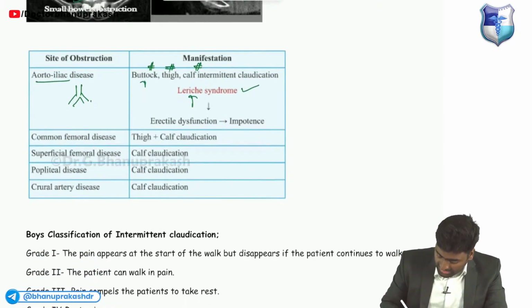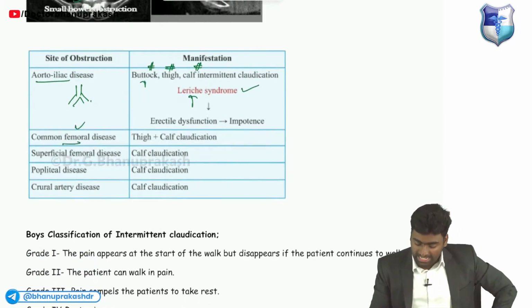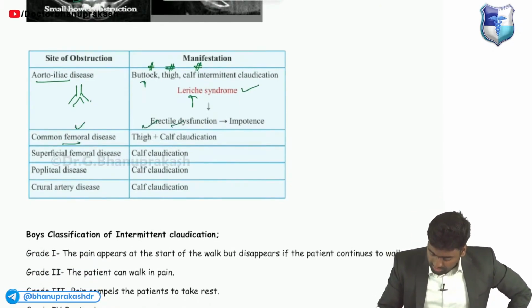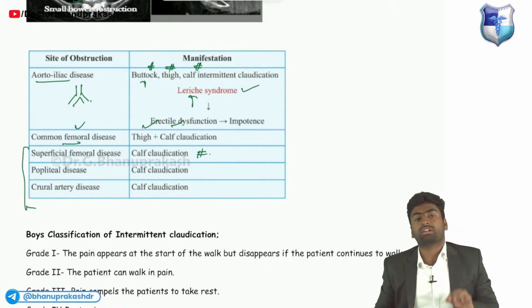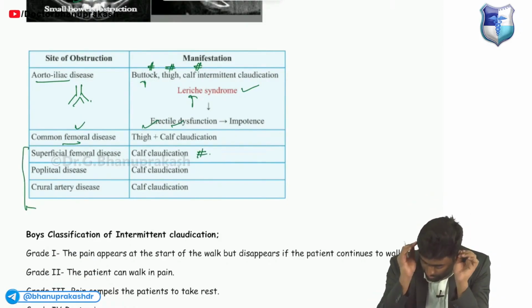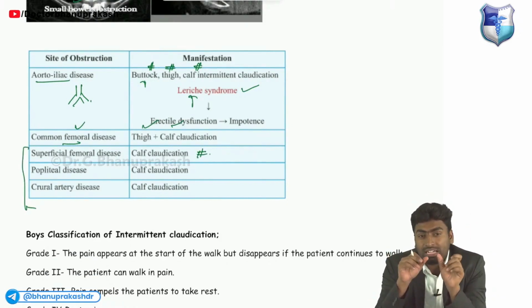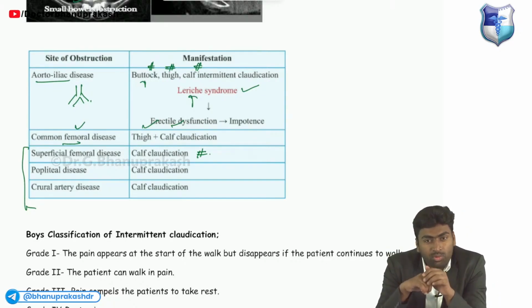Whereas if it is at the level of the common femoral vein, it will cause claudication at the level of the thigh and calf. Whereas the rest of the disease, below this, will cause only calf claudication. So if the femoral is involved, there will be thigh claudication as well.